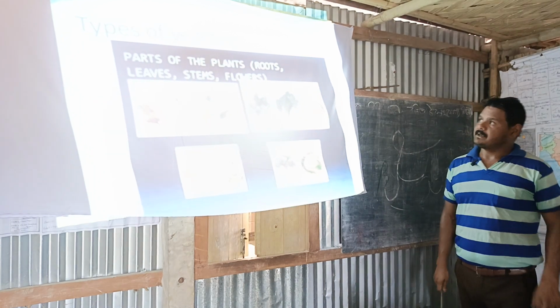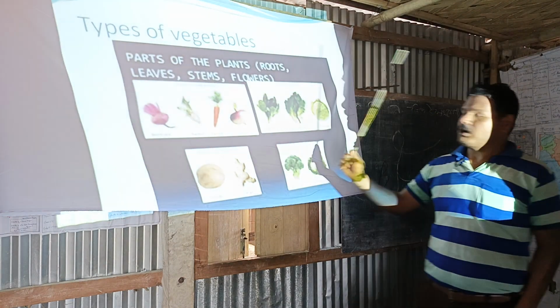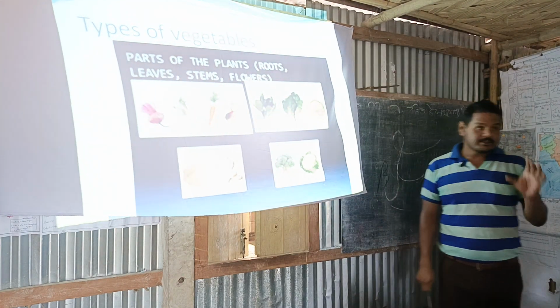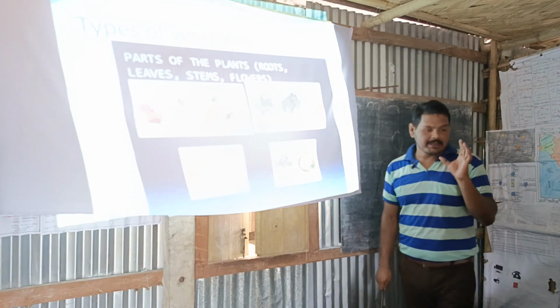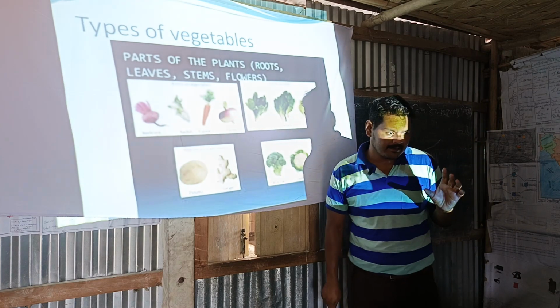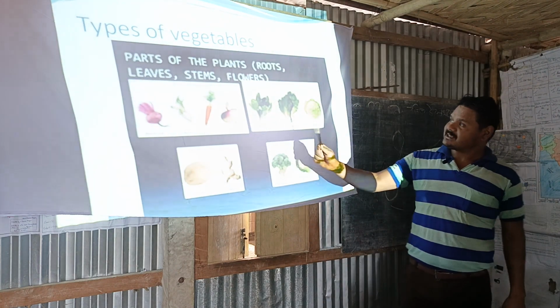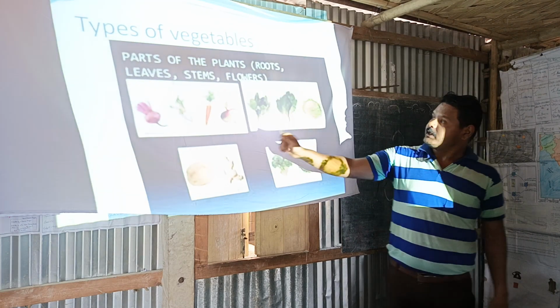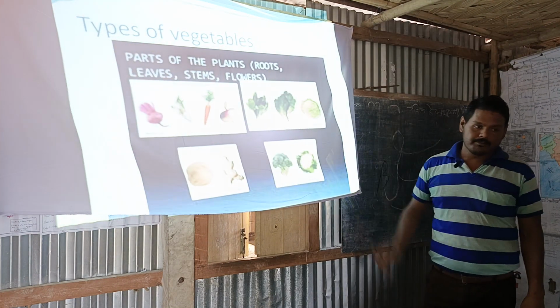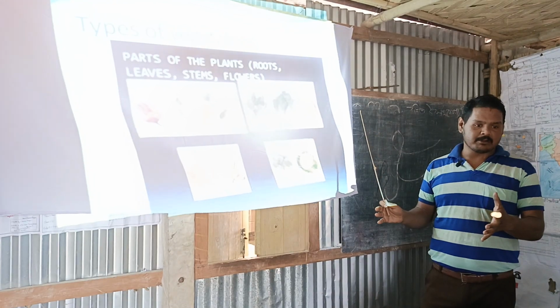Now, types of vegetables. Parts of the plant: root, leaf, stem, flower. We eat them. As we know, how many parts are there in a plant in total? 4, 5. All these are parts: root, leaf, stem, and flower. We eat these parts as food.